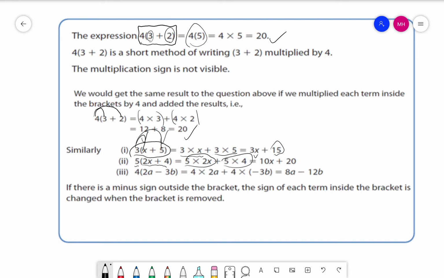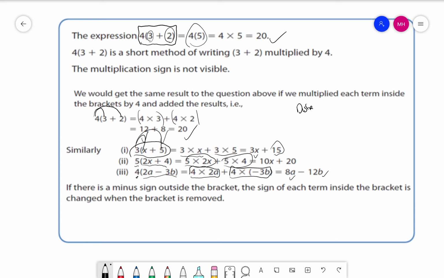Or if you have to multiply something like 4 into 2a minus 3b, you have to multiply the first one by 4 and the second one by 4. So there's 2a getting multiplied by 4, and there's 3b getting multiplied by 4. What is 2a by 4? 4 by 2a is 8a. What is minus 3b by 4? Number by number, 4 3s are 12. It's minus 12b.